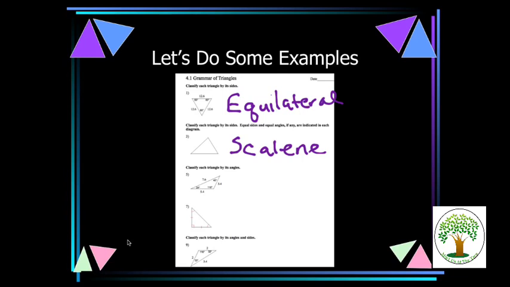Now the next one, oh wait, you guys are still writing. The next one says classify it by its angles. So your options are on the right-hand side: acute, equiangular, right, and obtuse. Obtuse. I heard it's obtuse. Which one makes it obtuse? 116. The 116, that is correct, right there.